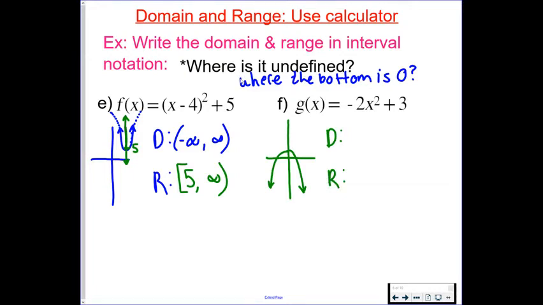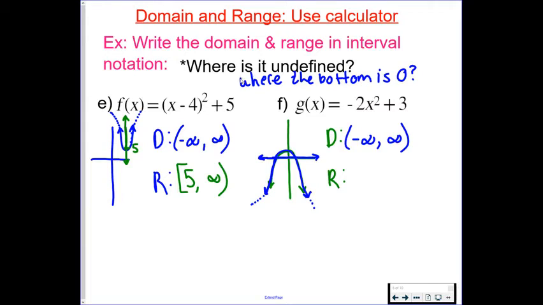Domain, remember we look from the left to the right. How far left does this go? Even though it's going down, it's still going to the left. So it goes from negative infinity. And then as I look from the left side of my graph to the right side, it's going still to the right, so it's going to positive infinity. That's our domain.